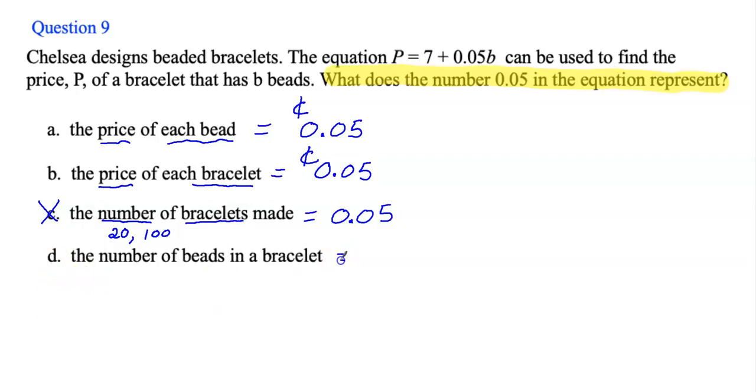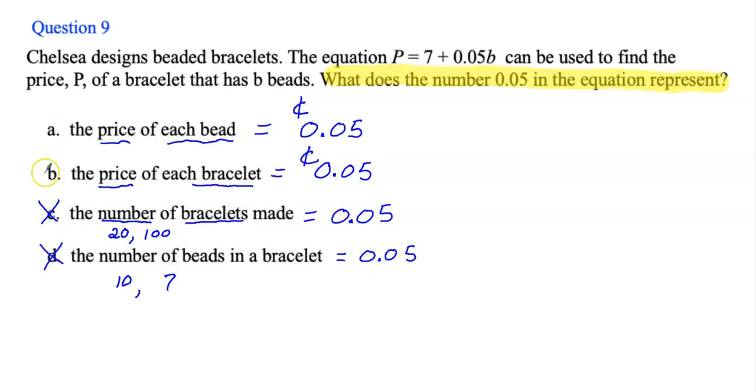I'm going to use the same sort of thinking for D. I'll set this equal to 0.05. Does this make sense? The number of beads in a bracelet equals 0.05. Would you say there are 0.05 beads in a bracelet? No. You might say there's 10 beads in a bracelet or 7 beads in a bracelet. You would use whole numbers here as well. This doesn't make sense. Get rid of D.